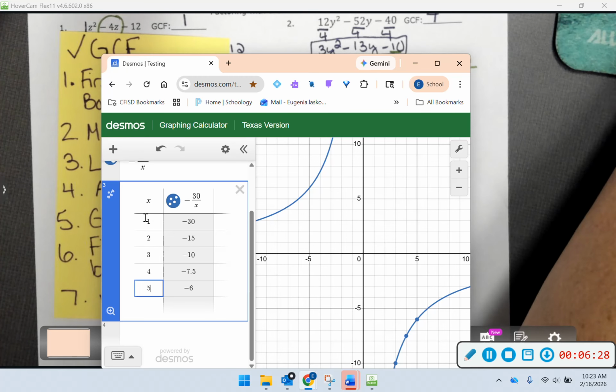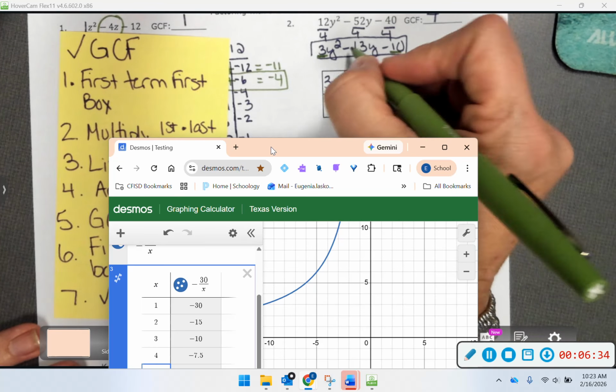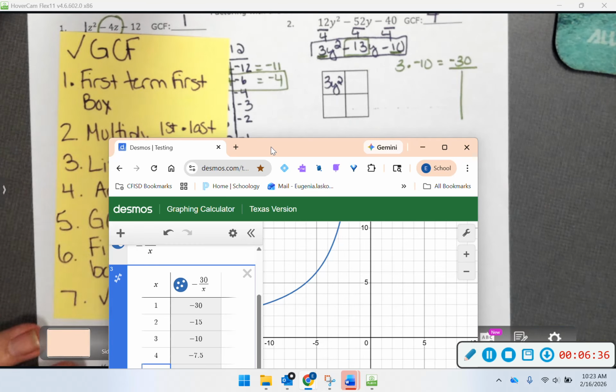Now remember, I'm trying to find which of these two numbers add to the middle. Well, my middle number this time is negative 13. So I'm looking for which of these factors adds to negative 13. Well, your Desmos will also add them for you. So we're going to go right here to this third column, and I'm going to type in that I want it to add the two columns. So that first column right here is x. I'm going to put x plus that second column, which is the negative 30 divided by x. So this third column, that's what I'm looking for, my negative 13.